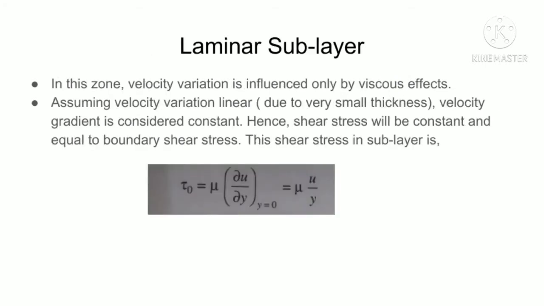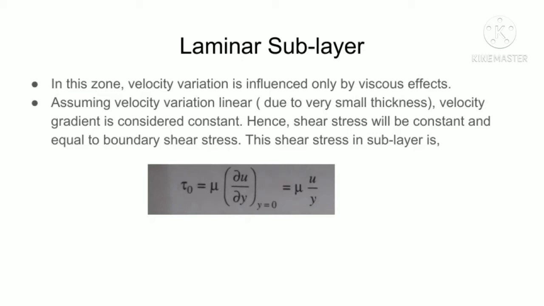Now let's move on to the concept of laminar sublayer. This is the region in the turbulent boundary layer zone adjacent to the solid surface of the plate. Velocity variation is influenced only by viscous effects in this zone. Though the velocity distribution would be a parabolic curve in the laminar sublayer zone, in view of the very small thickness, we can assume that velocity variation is linear. And so the velocity gradient can be considered to be constant.